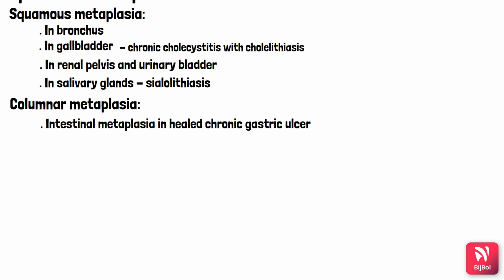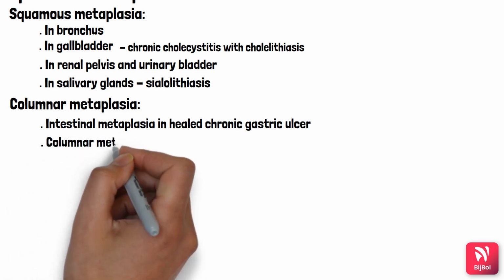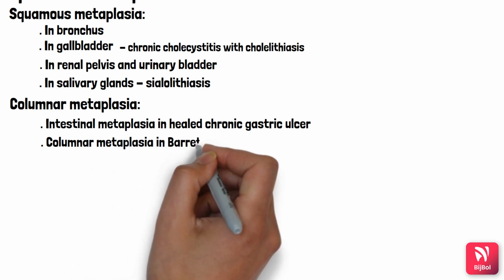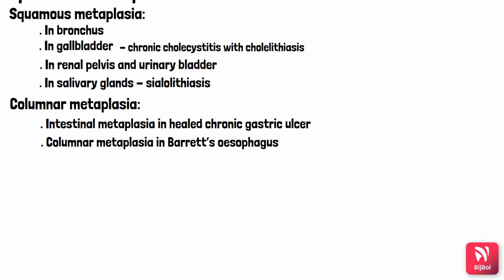Normally the esophagus is lined by squamous epithelium. In case of Barrett's esophagus, this normal squamous epithelium is changed to columnar epithelium. So this is an example of columnar metaplasia. These are the two variants of epithelial metaplasia.